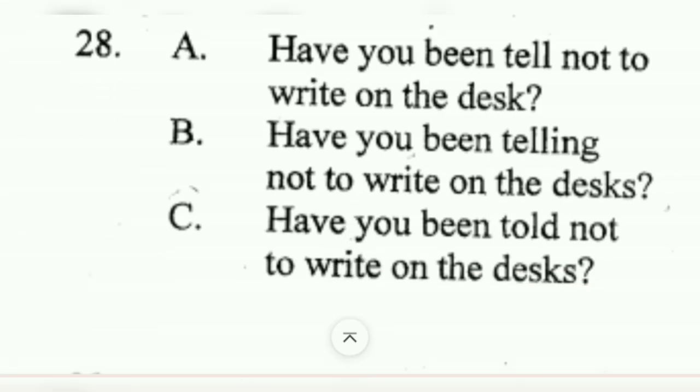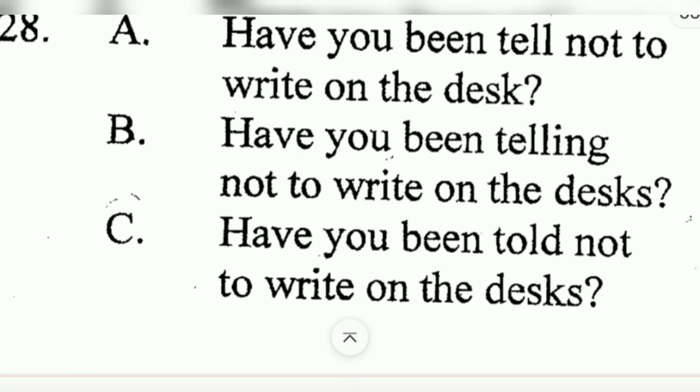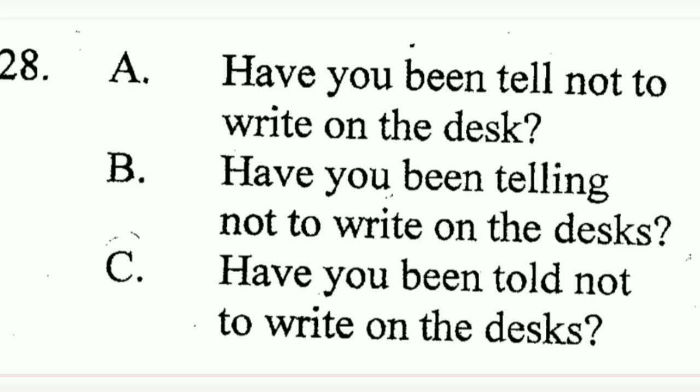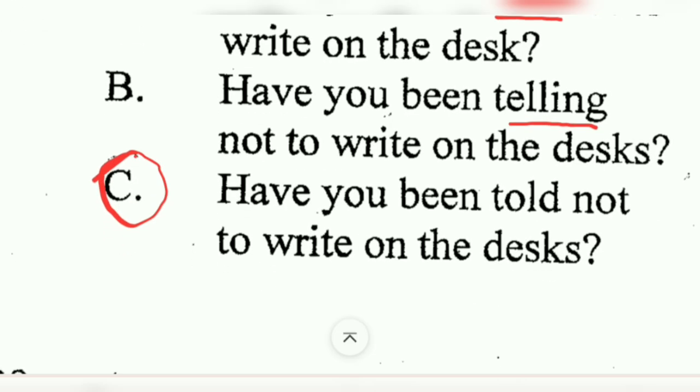28. Have you been not to write on the decks? This one is a joke, which is how we know it's wrong. Is it have you been tell? B says have you been telling? This is also wrong. Have you been telling not to write on the decks? C says have you been told not to write on the decks? And C is the answer. Alright? So A and B are for us to laugh, and C is the real deal.